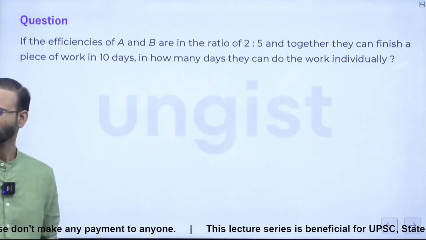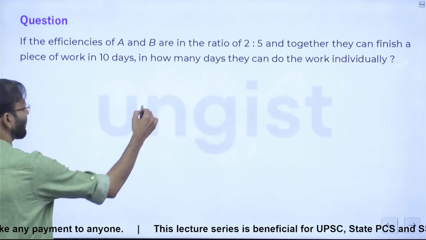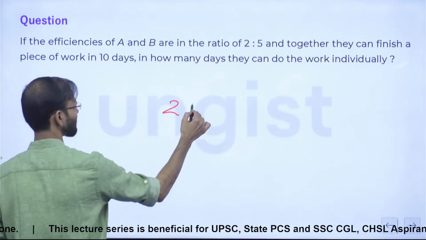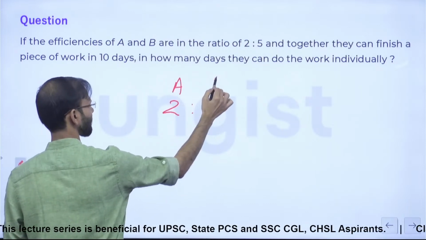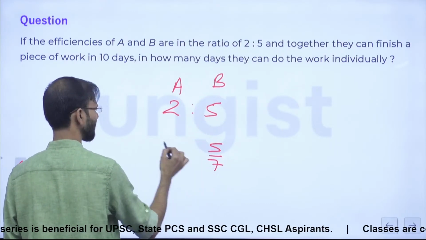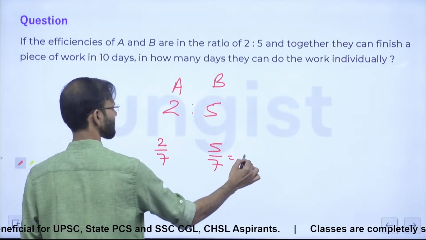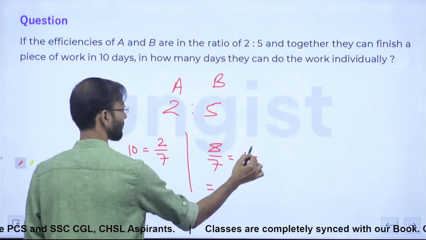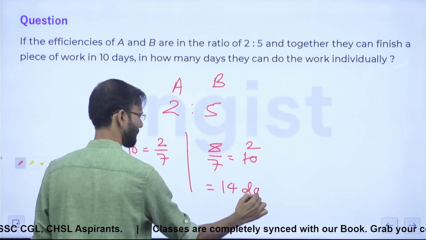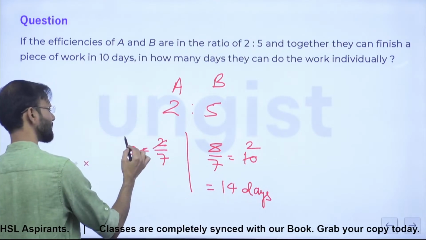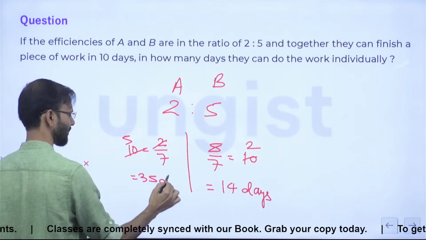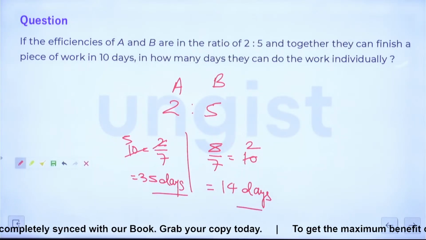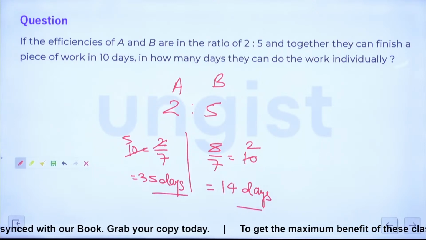Look, everyone, efficiencies of A and B are in the ratio 2:5, right? So this is 5/7 and this is 2/7, correct? This is in how many days? 10 days, and this is in 10 days, correct? So this is 14 days and this is 35 days. Everyone fine now? Done? Okay.